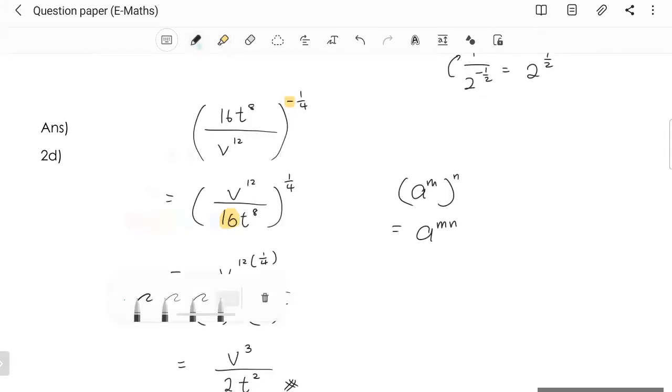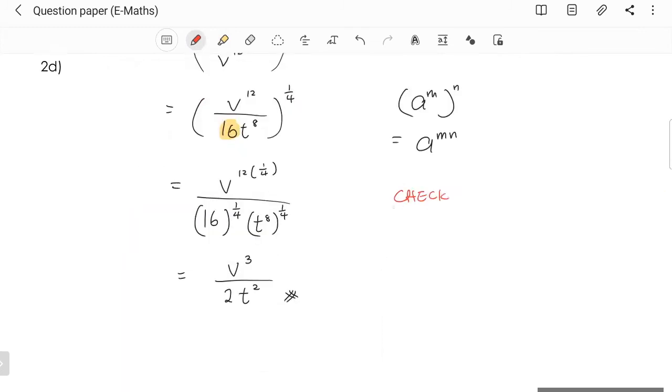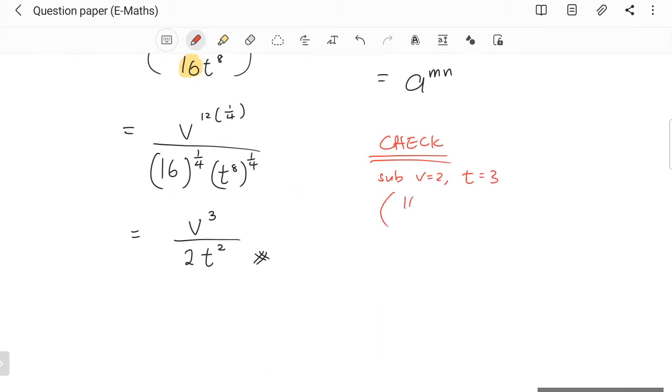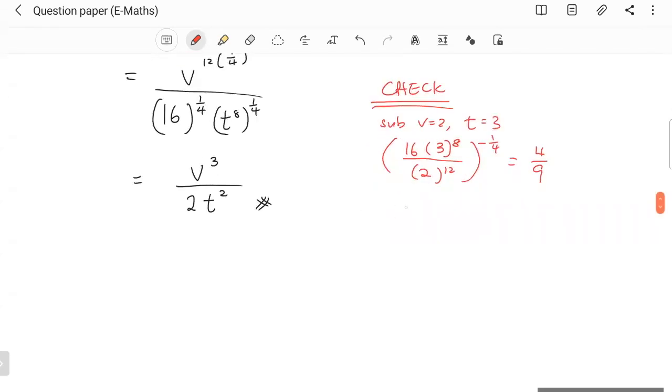Okay, same thing, we have to check our answers. Similar to part 2C, these have multiple algebra. We have v and t. What I prefer is to sub v equals 2, t equals 3, then I check. So this is the original question: 16 times 3 power 8 over 2 to the power of 12, all to the power of negative 1/4. After calculating, we know it's 4 over 9. Then we check our answer. Our answer is v power 3 over 2 times t power 2, so it's 2 power 3 over 2 times 3 power 2, which gives me 4 over 9 as well. You notice that your answers are actually the same. So if your question value and your answer value are the same, it means that your simplification is correct.